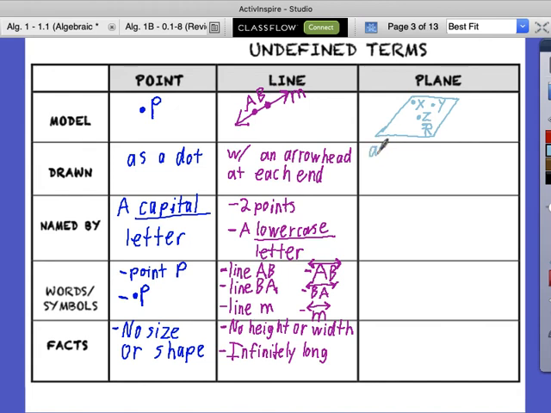So this one is drawn as a slanted four-sided figure, and it has to be slanted, because otherwise we think it's a different thing later in geometry.